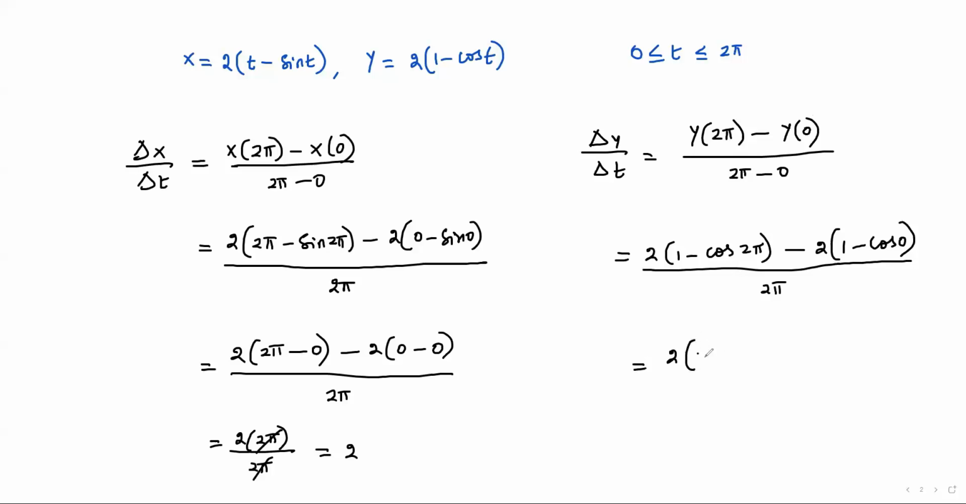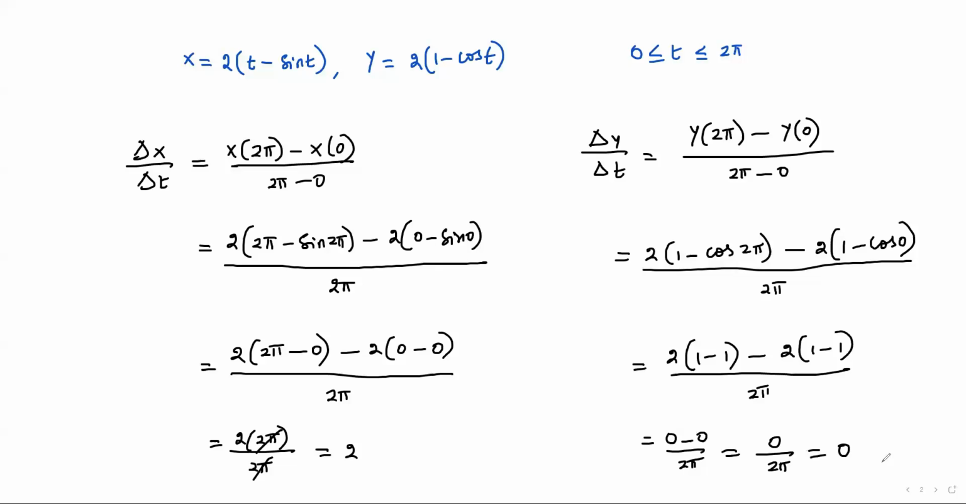2 times 1 minus, the value of cosine 2 pi is just 1. Minus 2 times 1 minus, the value of cosine 0 is 1, over 2 pi. So 1 minus 1 is 0. 0 times 2 is 0. And the same thing, 1 minus 1 is 0. 0 times 2 is 0, over 2 pi. So finally we have 0 over 2 pi. So 0. So the average rate of change for y of t is 0.